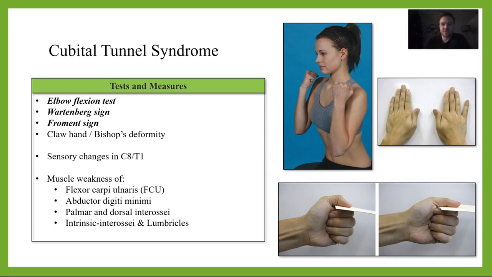Wartenberg sign is pictured in the top right. It is an at-rest abducted fifth digit. And then Froment's sign is an ulnar nerve test.